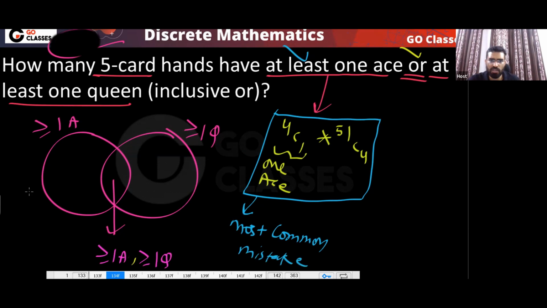Because what you are doing, see, this is reserved for ace. You are reserving this for ace. This is reserved for ace.